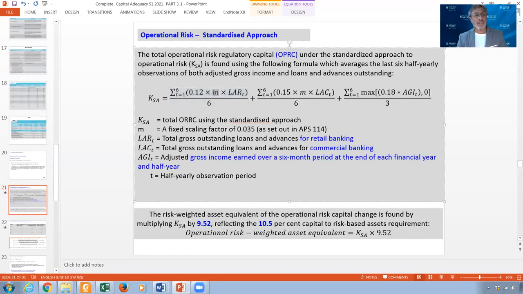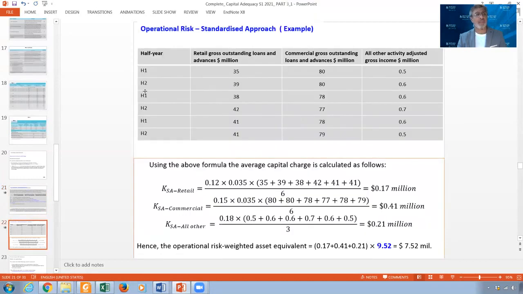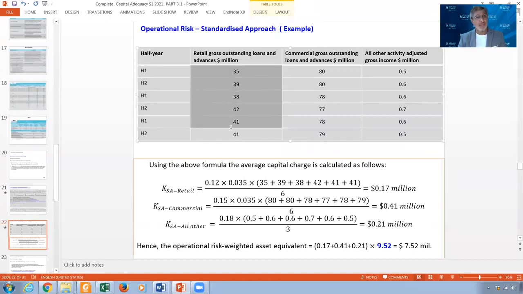So this is M, and M is 3.5, and then this is the values of the retail banking. This is the values for commercial banking, and this is the values for other businesses. Let's look at this example. So as you can see, this is the retail banking. This is the loan for retail banking for first half of year 1, second half of year 1, first half of year 2, second half of year 2, first half of year 3, and second half of year 3. As you can see, this is 6 periods, and this is the values, and this is the values for commercial banking, and this is the values for all other activities.